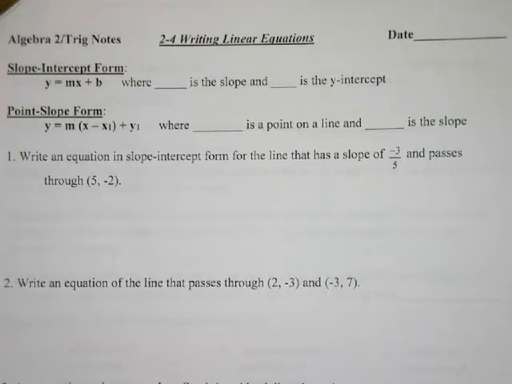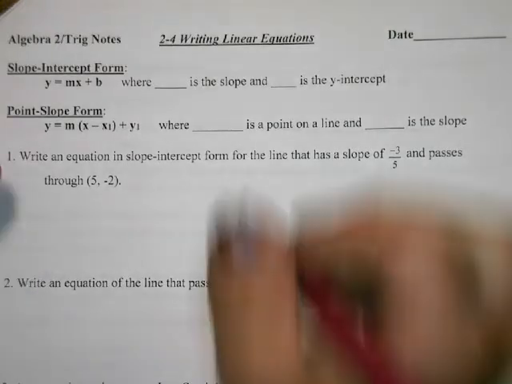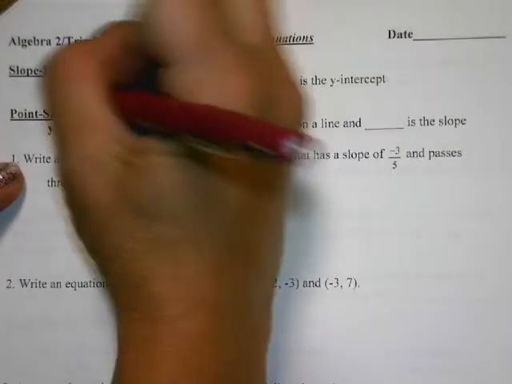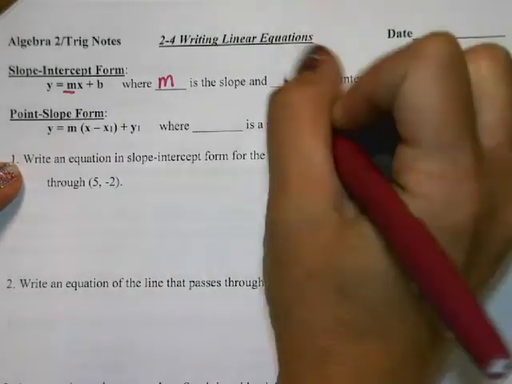So, writing linear equations. We have two forms, and the first form is slope-intercept. That's what you've seen for your entire life. In Algebra 1, when you were writing equations, you saw slope-intercept form. So remember, m is the slope, and b is the y-intercept.